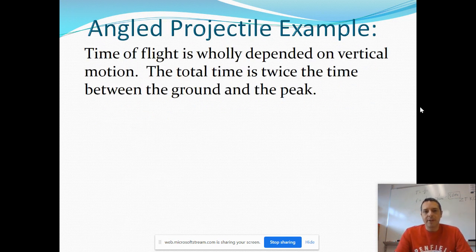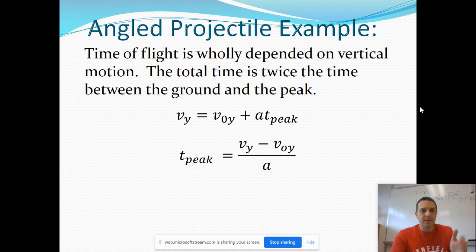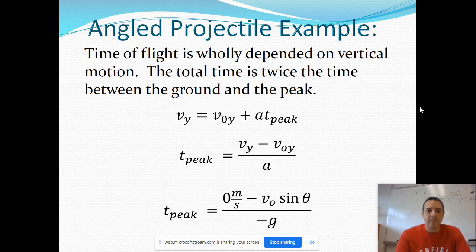So when we're trying to figure out the time of flight, it's just vertically dependent on the motion. There's no horizontal component. That's why we're using the sine part of it. And we're going to use our kinematics equation that says that final velocity is equal to initial velocity plus acceleration times time. Plugging in the values we had from last time, or rearranging the equation for time to the peak, we would say time to the peak is our final minus initial divided by acceleration.